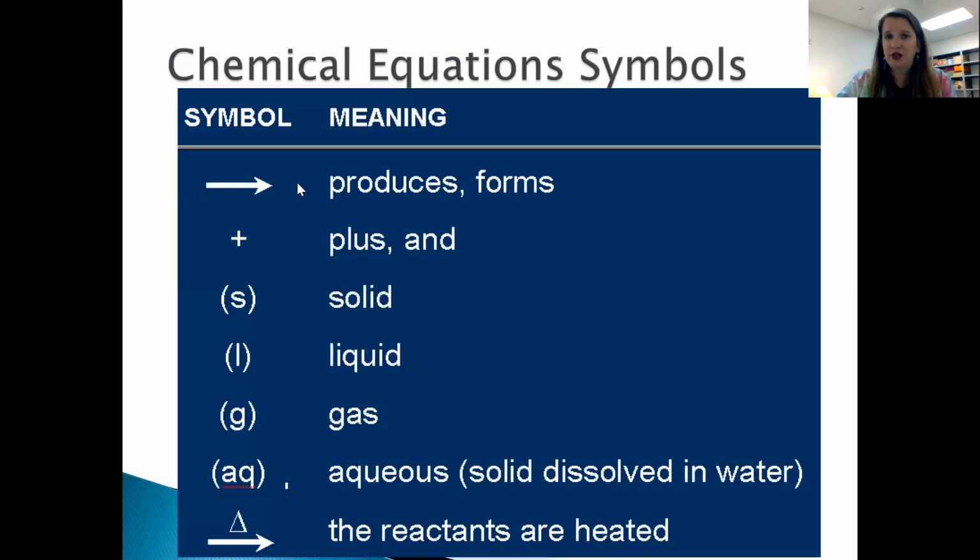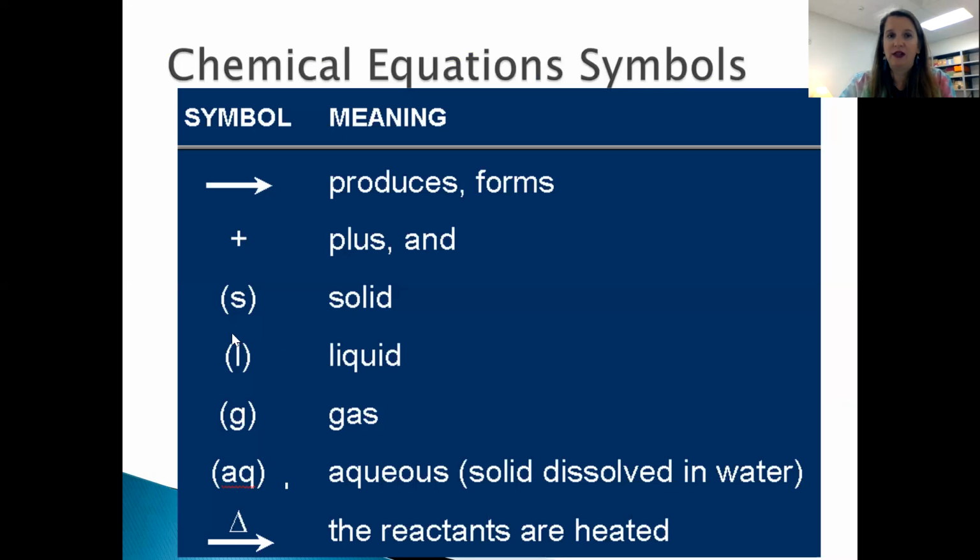The arrow is going to show the direction of the reaction. Typically in our class, we're going to write that arrow left to right, and it's pointing to the products. We're going to use a plus sign to separate out reactants from each other or products from each other. These next 4 things are the states of matter. We're going to put those behind substances in our chemical reaction. I'll show you in just a minute. And that's going to indicate the state of matter of each of those substances in the reaction.